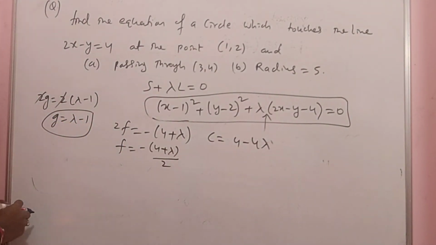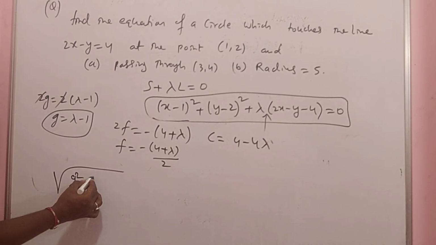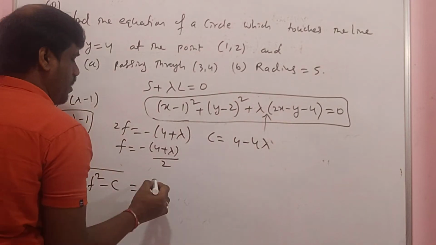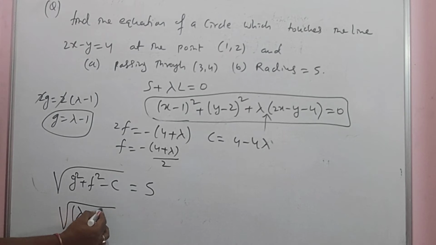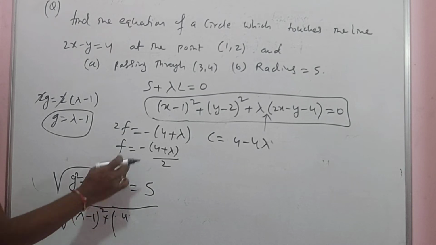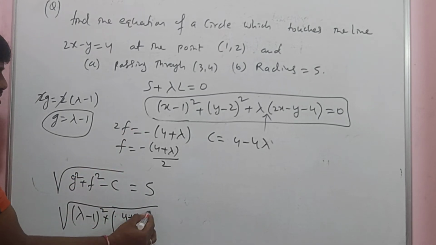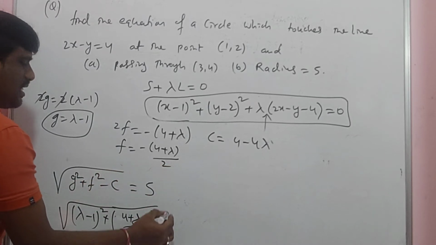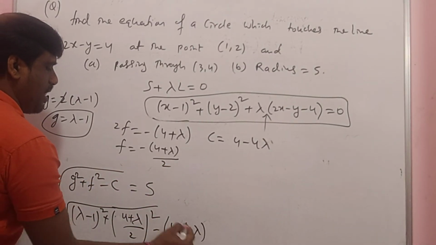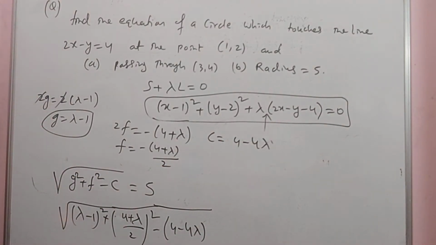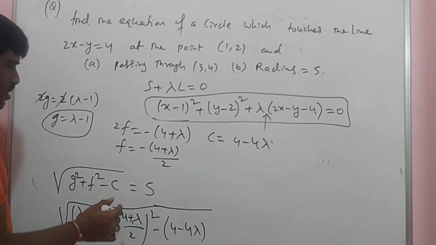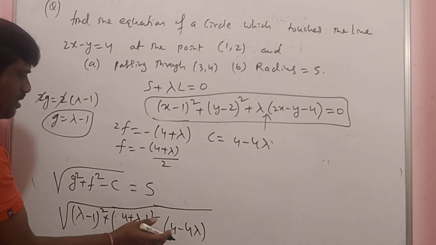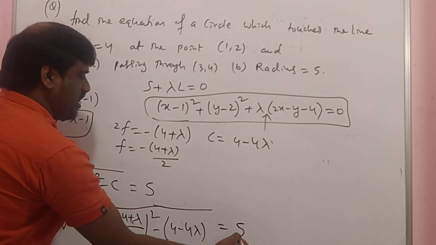So this you can do it this, okay, square root of g square plus f square minus c is equal to, this value you can take 5 and substitute here. Square root of g square, that is (lambda minus 1) whole square, plus f square, that is minus 4 lambda, minus I took common, minus square is positive, so (4 plus lambda) by 2 whole square, minus c. Here how much is c? Here c is 4 minus 4 lambda, this is the c value. Already here it is 4 minus 4 lambda, I wrote correct, right? Maybe, I'm not sure here whether minus is there or plus is there, I didn't see that, minus is there, is equal to 5.